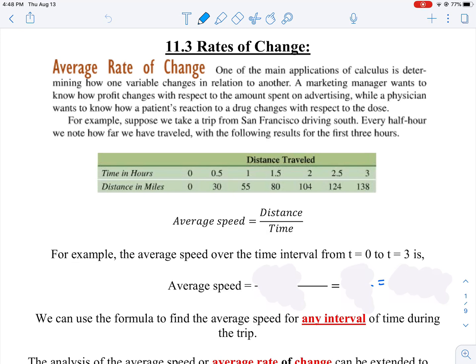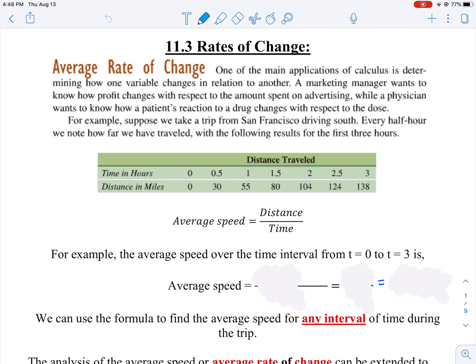So maybe a market manager wants to know the profit change with respect to the amount spent on advertising. Or a doctor wants to know a patient's reaction to a drug change with respect to the dose. We want to figure out change over time, or average rate of change.